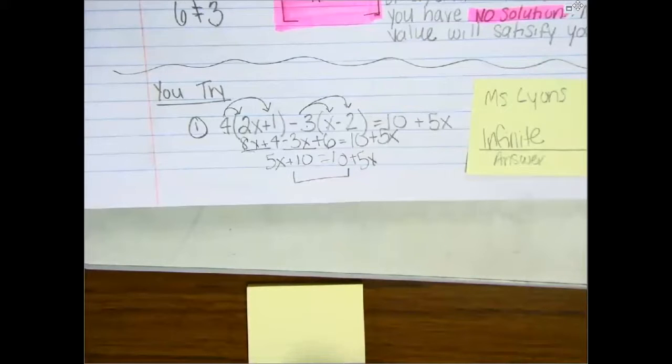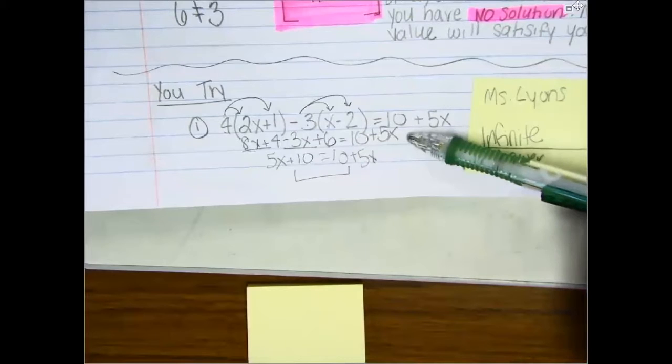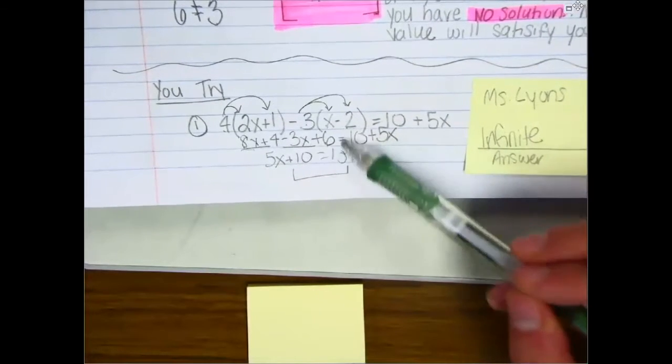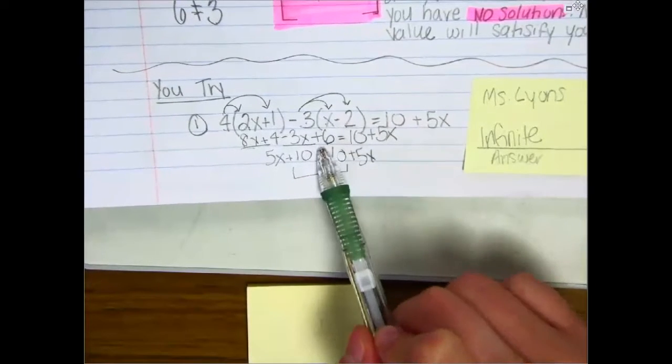Oh, I see what I did. Oops. No, I got 12 equals 0. How did you get 12 equals 0? Okay, so I got 8x plus 4 minus 3x minus 6. Plus 6. Plus 6. Negative 3 times a negative 2 gives you a positive 6.